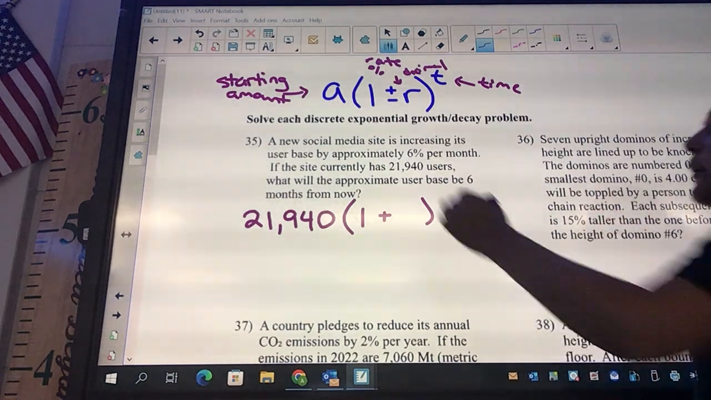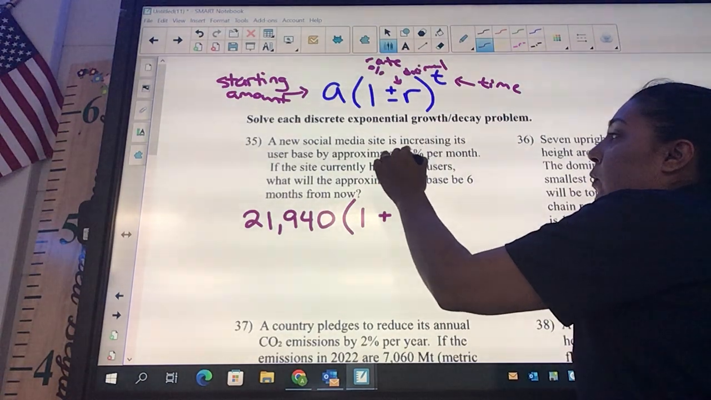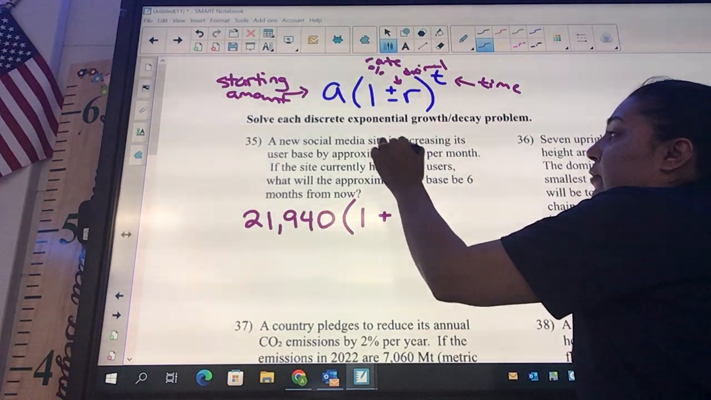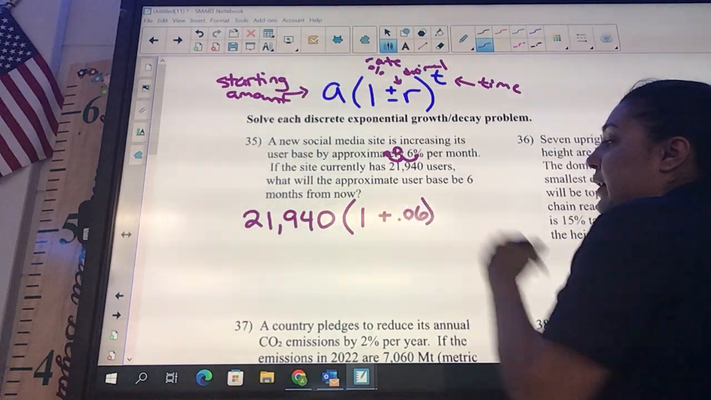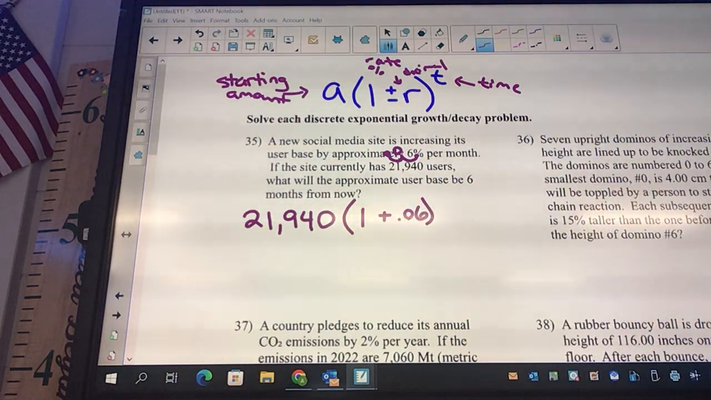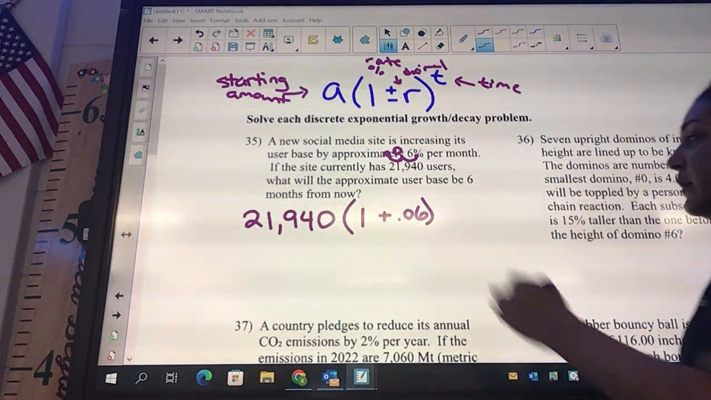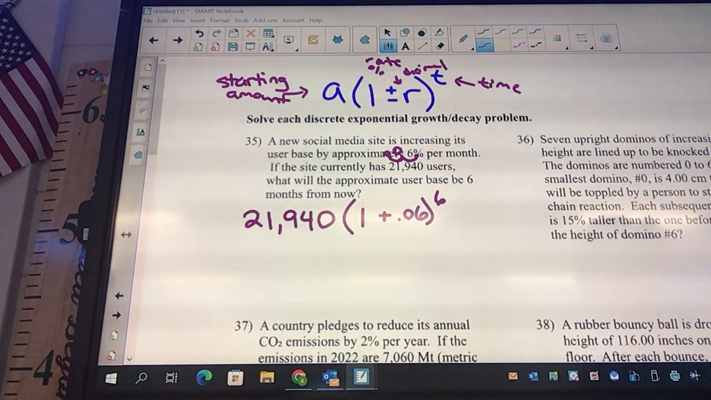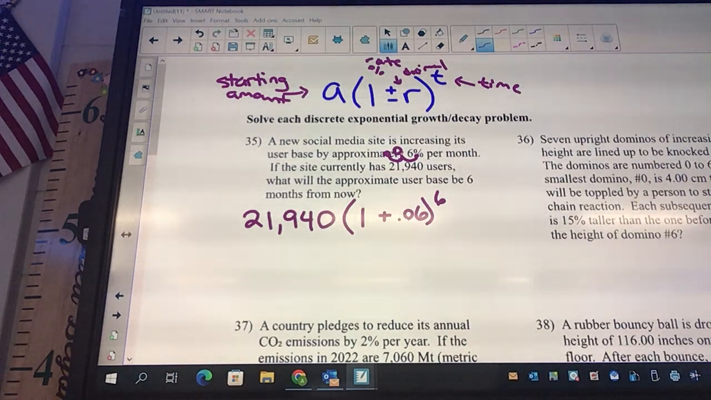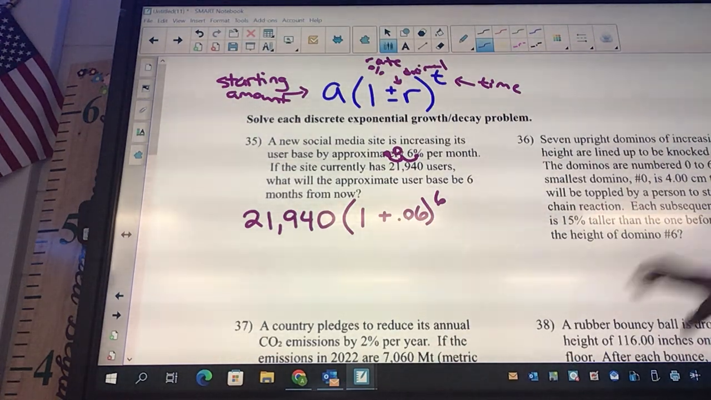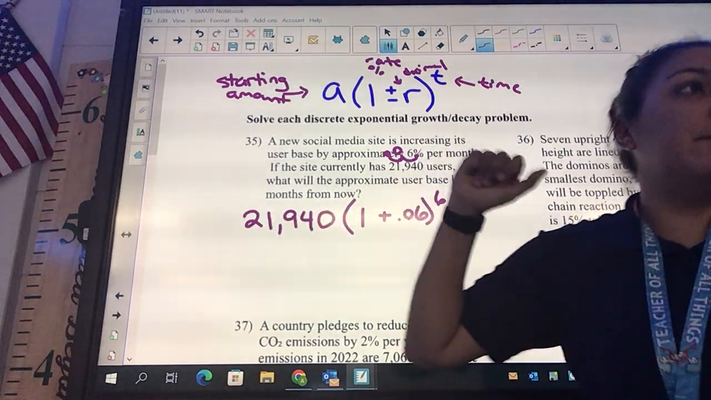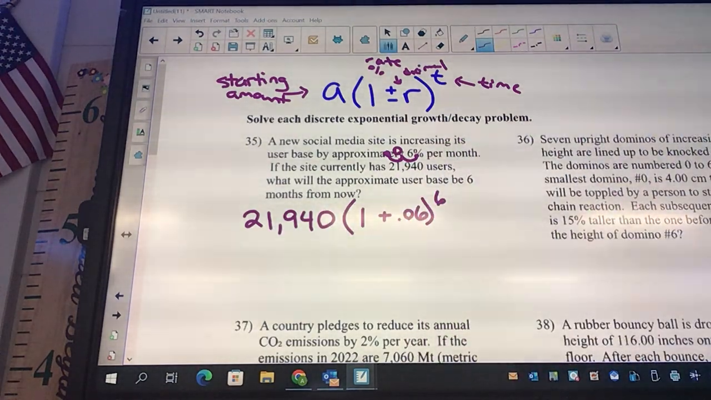0.06. Yeah, 0.06. Okay, there's really a decimal here, and we go 1, 2, and then that's our new dot, so it's going to be 0.06. What is our time factor? The 6 months. 6 months, so we're going to put a 6 there. And then easy peasy, you type all that in your calculator and see what you get. Should your number be bigger or smaller than 21,000? Bigger, because it's increasing.